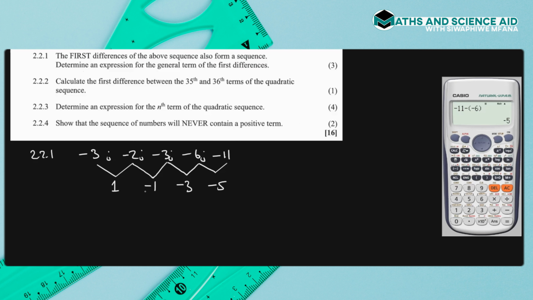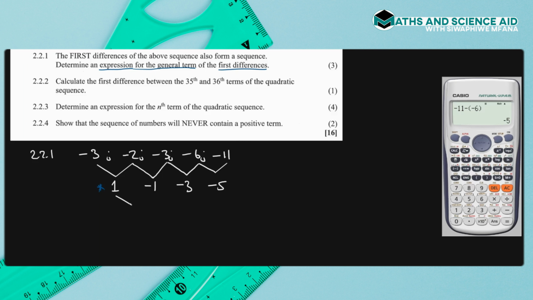Okay, this is the sequence that is formed by the first differences of these terms. Now remember that the question is asking us to determine an expression for the general term of what? Of the first differences. So we are going to take these first differences as a sequence. And of course, the type of sequence that the first differences are making is an arithmetic sequence.